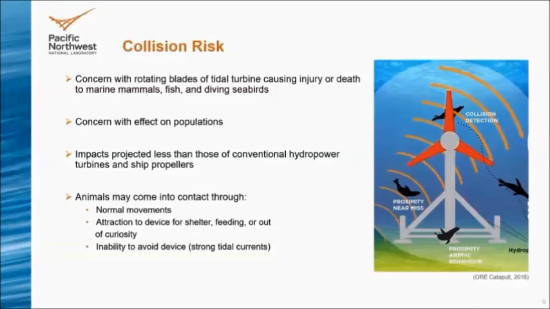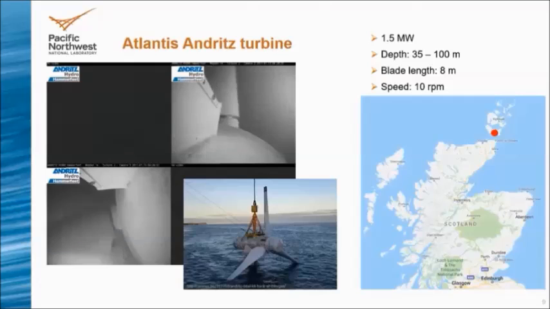with tidal turbines. Here, what we know is that animals may come into close contact just through their normal movements. They may be attracted to a device for shelter or for feeding, and they may actually be unable to avoid a device depending on certain factors such as how strong the tidal currents are, or if you have a fish versus a marine mammal and how strong that animal is to fight those currents. So what I'm going to show next is a series of videos to give an idea of how tidal turbines move and how it looks to see an animal come close to these devices.